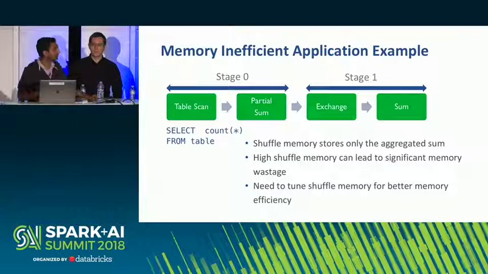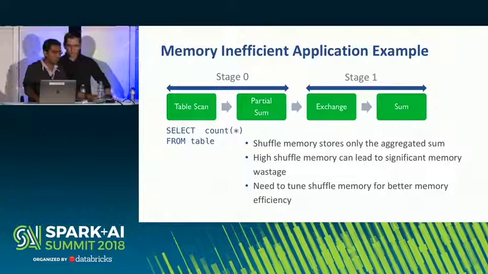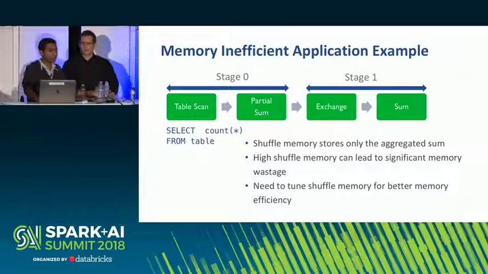So we have a very simple query over here. The query is just counting the number of rows from a table. The Spark job will have 2 stages. The first stage will just scan all the rows of the table and calculate the partial sum. And the second stage will send the partial sums to the task in the stage 1, and calculate the final sum, the final row count, right?